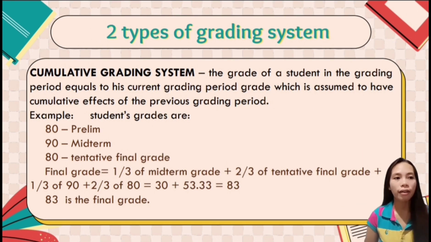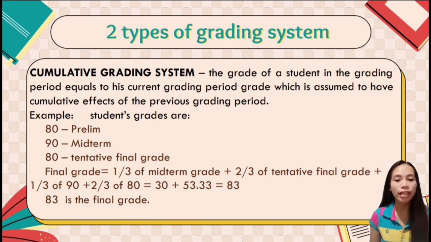Second, we have the cumulative grading system. In the cumulative grading system, the grade of a student in a grading period is equal to his current grading period grade, which is assumed to have the cumulative effect of the previous grading period. So in the cumulative grading system, the previous grade of the student will be used in making the next grade of the student. For example, the student's grades are 80 in prelim, 90 in midterm, and 80 as tentative final grade.